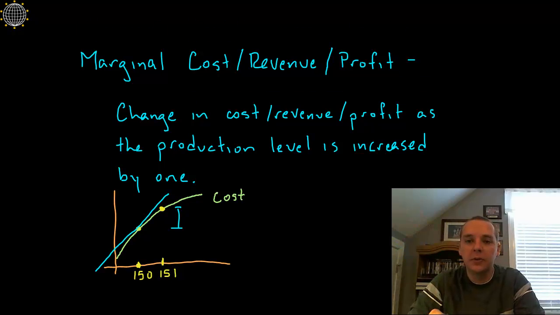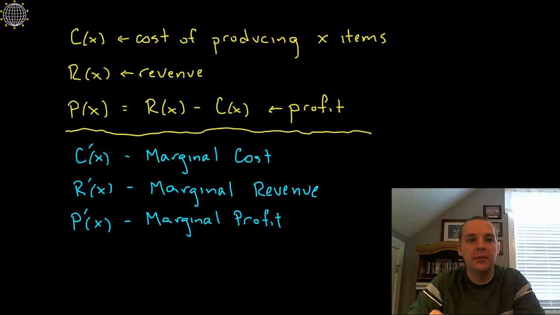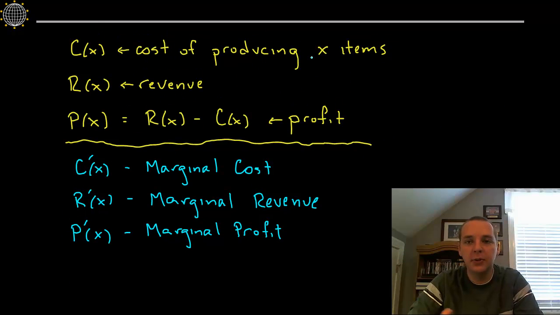So if I scroll to the next page here, if C of x is your cost of producing so many items, then the derivative at x will be your marginal cost. That'll be how much more it would take to produce one extra item. And then likewise, if R of x is your revenue of producing x number of items, then R prime, or the derivative, would give you your marginal revenue, which is the change in revenue for producing an extra item.